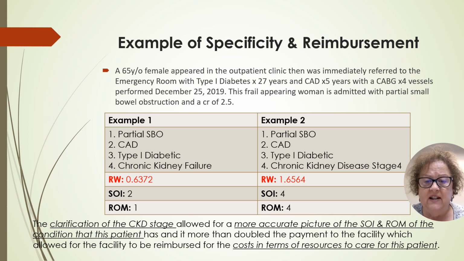as compared to when the chronic kidney disease stage was clarified beyond chronic kidney failure to chronic kidney disease stage 4. The same partial small bowel obstruction, CAD, and type 1 diabetes. The relative weight increased to 1.6564. Again, this more than doubles the payment to the hospital because this patient has a greater severity of illness, a higher risk of mortality.